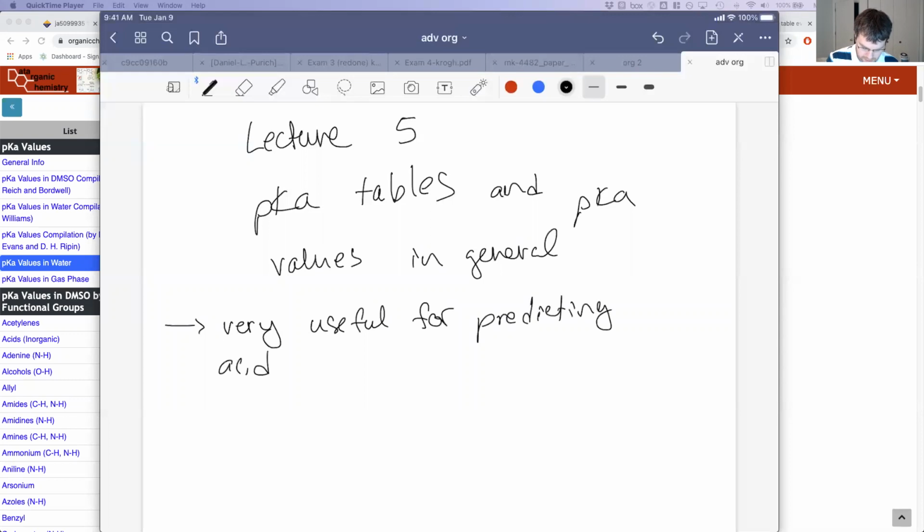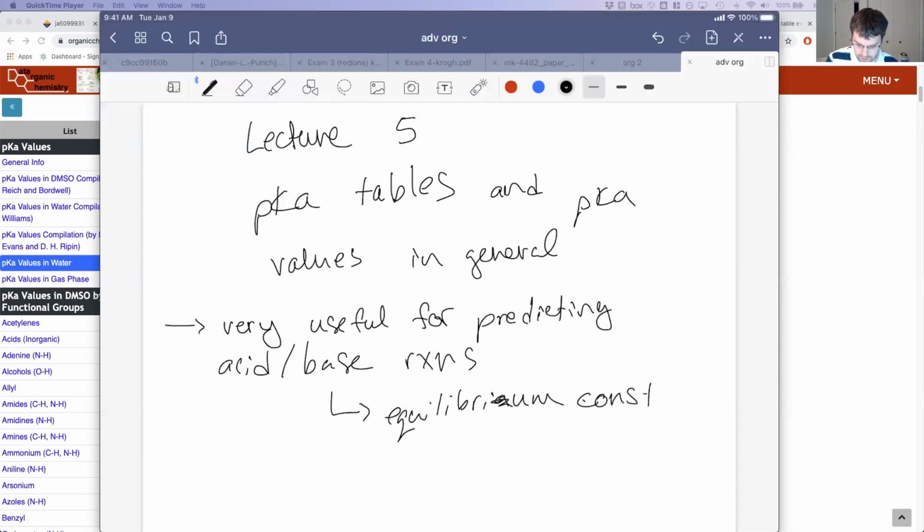acid-base reactions, and in particular we focus there on the equilibria or the equilibrium constant. But without getting too deep, what I want to do is just mention a few useful pKa's to have in your back pocket.